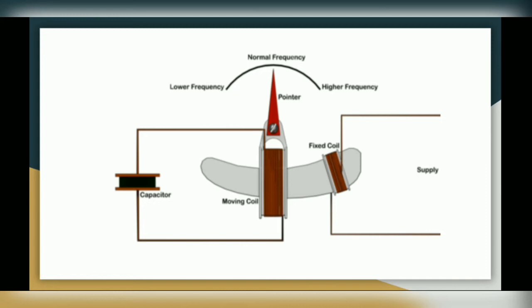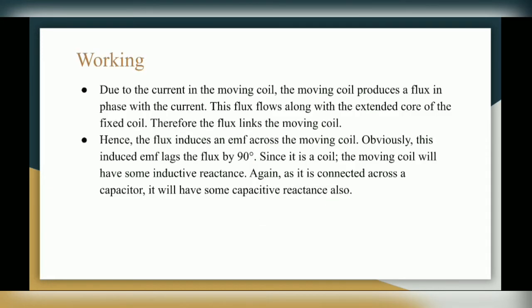So this is the diagram of this ferromagnetic type frequency meter. In this you can see there are two coils, fixed coil and moving coil. Moving coil is connected with the capacitor, and fixed coil which is mounted on the core and which is connected with the supply whose frequency is to be measured. And there is a pointer to show the reading.